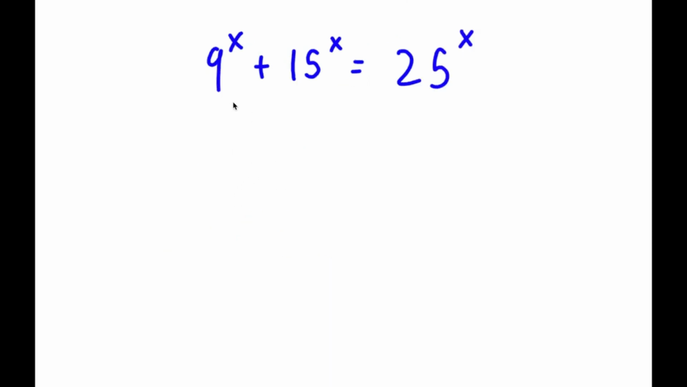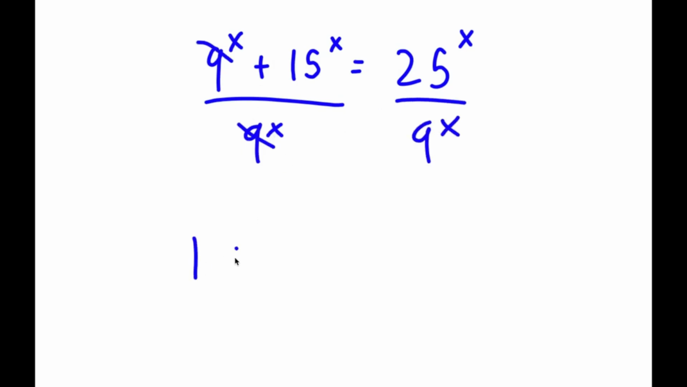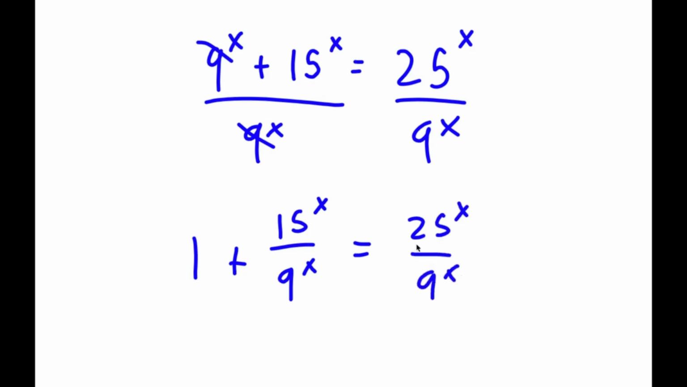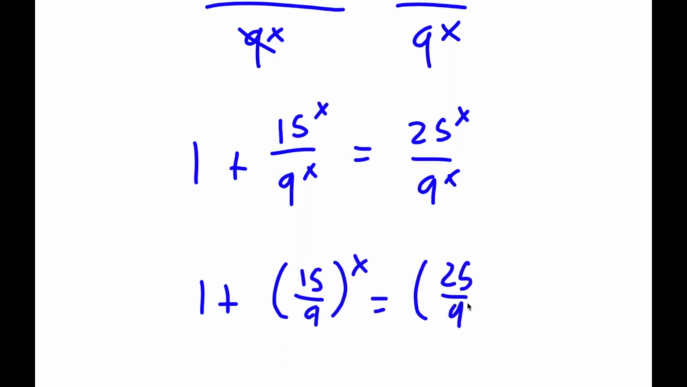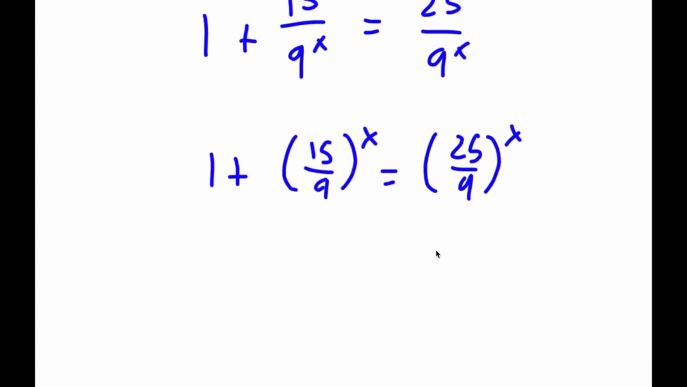Alright, so in this problem, I have 9 to the power of x plus 15 to the power of x is equal to 25 to the power of x. So the first thing I'm going to do is divide both sides by 9 to the power of x. So now I have 1 plus 15 to the power of x over 9 to the power of x is equal to 25 to the power of x over 9 to the power of x. Now it's the same thing as 1 plus 15 over 9 to the power of x is equal to 25 over 9 to the power of x.